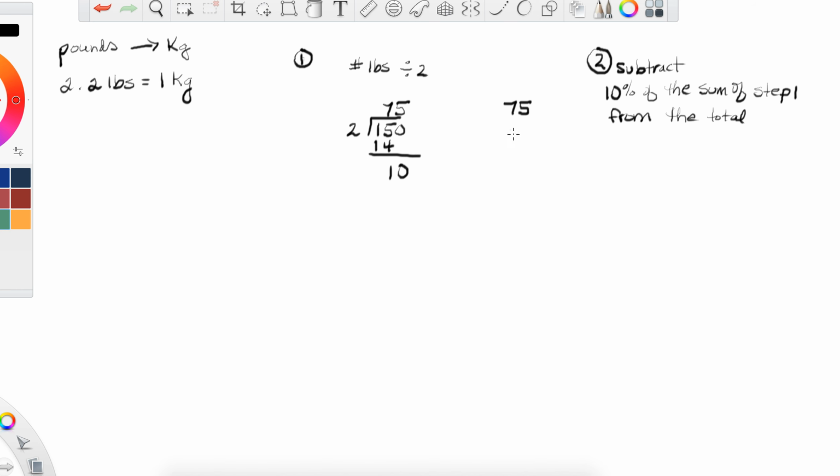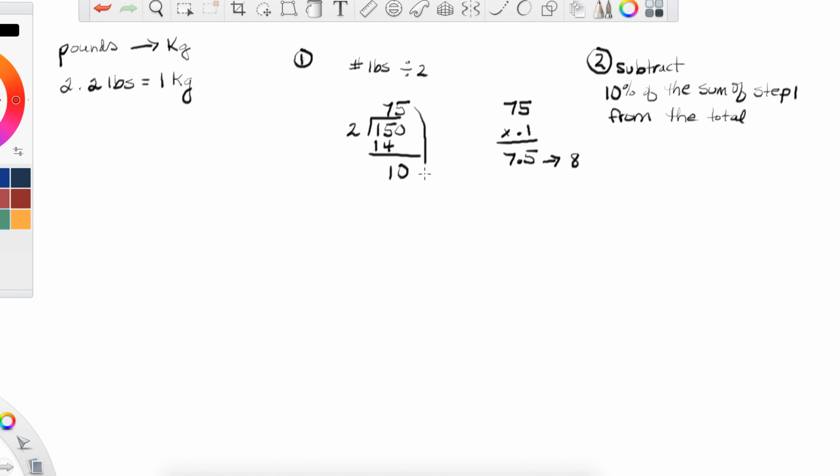We can either say times 0.1, 1 times 5 is 5, 1 times 7 is 7. There's one space here with a decimal point, so we put one space here and put the decimal point. And we know that 10% of 75 is 7.5. That's not a whole number, so whenever something is 0.5 or above, we can round it up to the next whole number. If it's 0.4 or below, we round it down to the number. So this is 7.5, so we can round that up to 8.